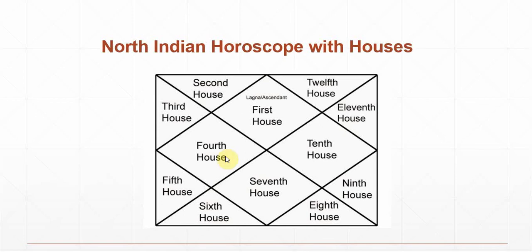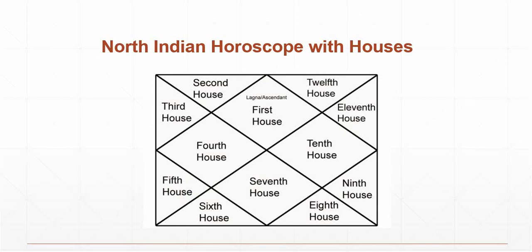The fourth house is about your home, about the kind of properties, the kind of real estate you will accumulate. It's also about your mother, the kind of vehicles, the kind of luxury you will get in life is all seen from your fourth house. Fifth house is about your education, your children, and your love life.